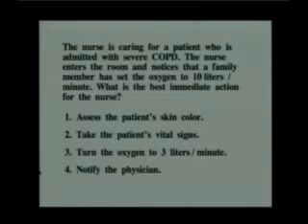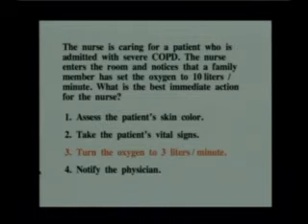Let's do a question. The nurse is caring for a patient who is admitted with severe COPD. The nurse enters the room and notices that a family member has set the oxygen to 10 liters per minute. What is the best immediate action for the nurse? 1. Assess the patient's skin color. 2. Take the patient's vital signs. 3. Turn the oxygen to 3 liters per minute. Or 4. Notify the physician. And the best action here is number 3. Turn the oxygen to 3 liters per minute.